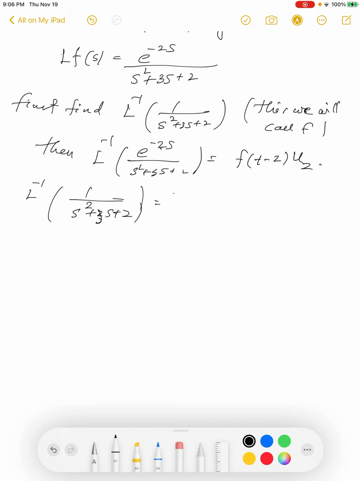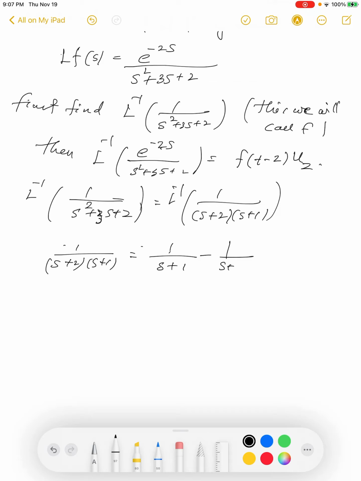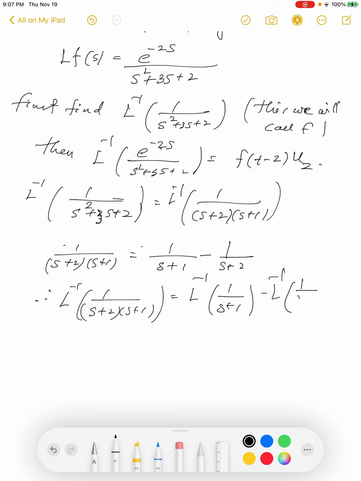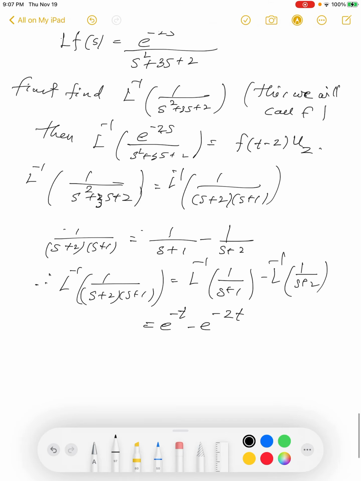This one factors nicely, so it's going to be based on partial fractions. Good. I think these partial fractions are easy, isn't it? 1 over s plus 2 times s plus 1. This I can simply write as 1 over s plus 1 minus 1 over s plus 2, because the difference of these two is 1. So therefore L inverse of 1 over s plus 2 times s plus 1 is L inverse of 1 over s plus 1 minus L inverse of 1 over s plus 2, which is e to the minus t minus e to the minus 2t.